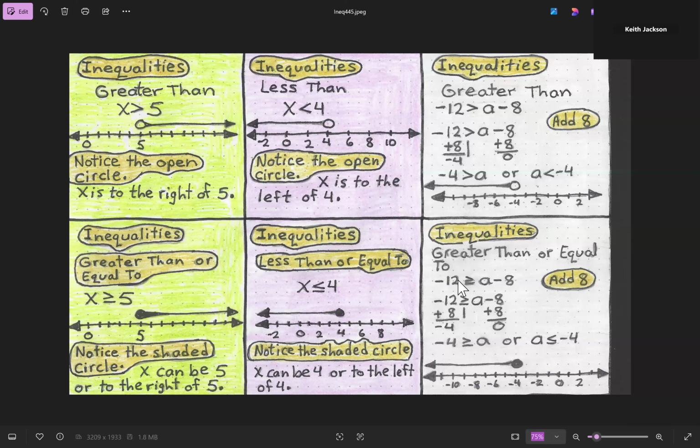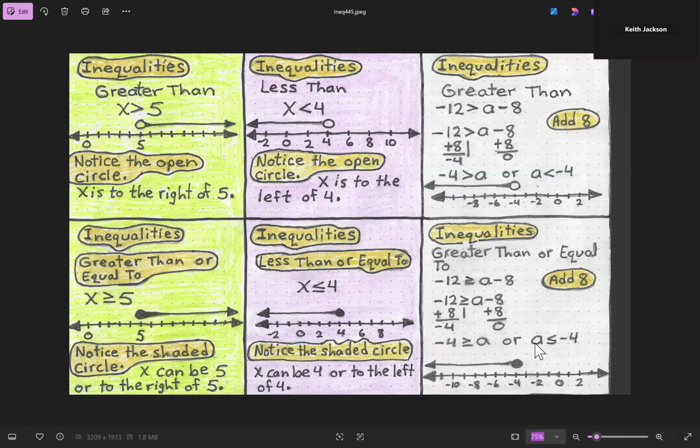Now let's take a look at that same inequality with a slight difference. Because see, now right here, we have a greater than or equal to sign, and we're going to see how it applies right here. We're going to do the same thing as we did above, in which we're going to add 8 to both sides to get that 0 on the same side as the variable or the letter right here. And so in this case, we have negative 4 is greater than or equal to a, but it's very awkward to look at.